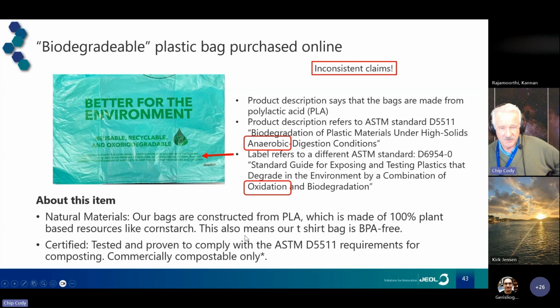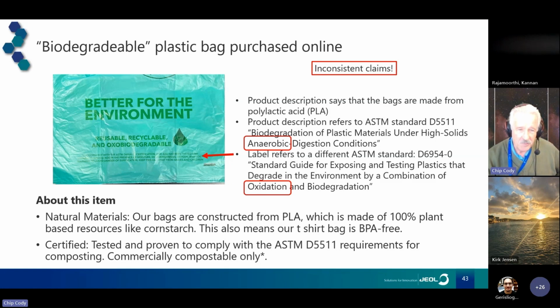The product description says it's made from polylactic acid, but then it has two different comments about which method it's been tested by. One of them is an anaerobic method, and the other one is an oxidative degradation. Of course, both are inconsistent.